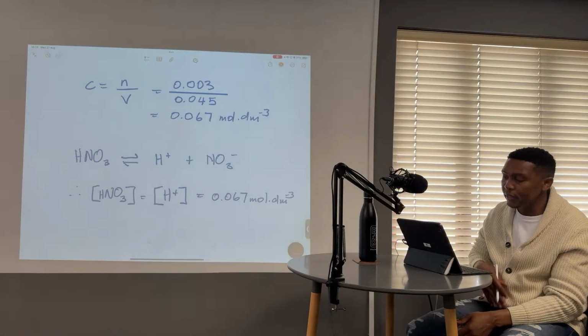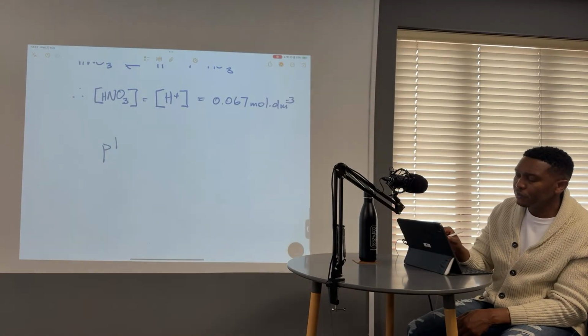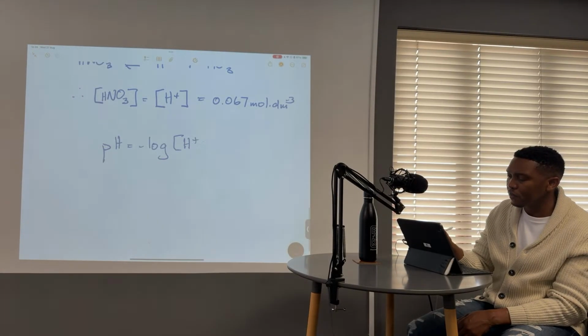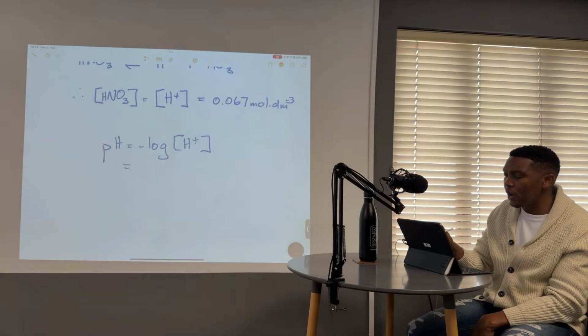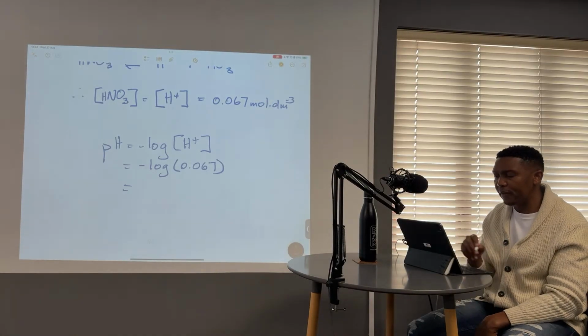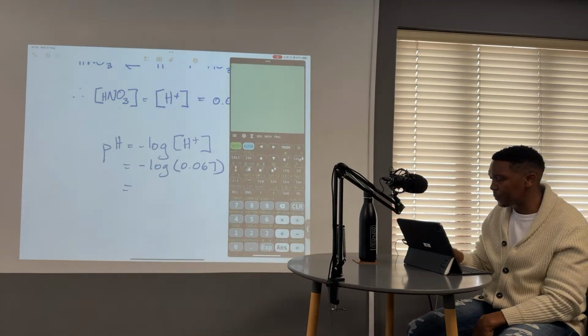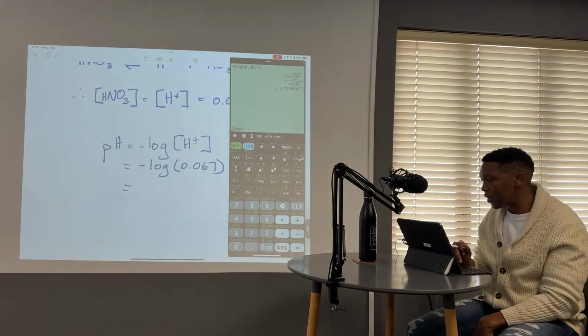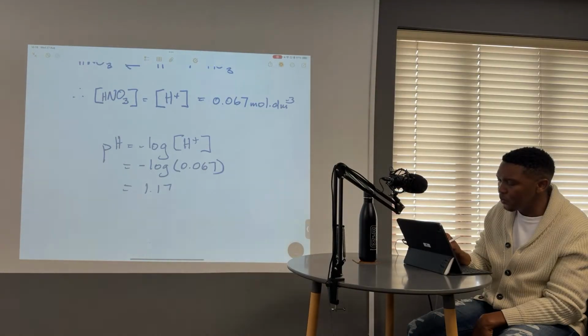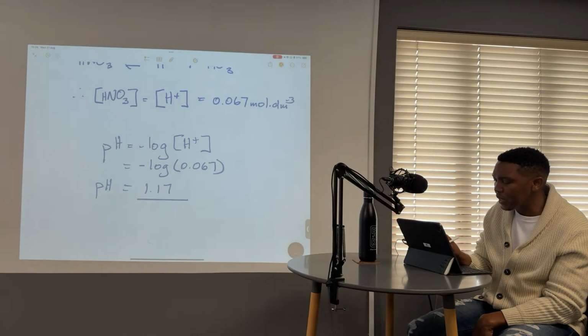Yes, we can. Right? So that's minus the log of our H plus concentration, which is negative the log of 0.067. Okay, and that gives 1.17. That's the pH of our resulting solution.